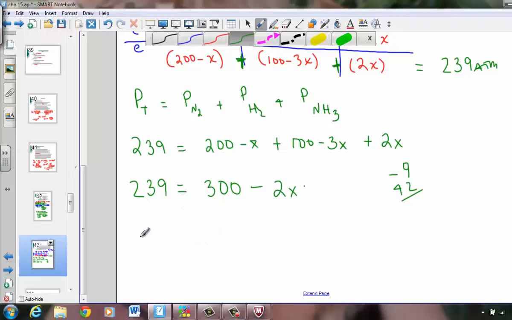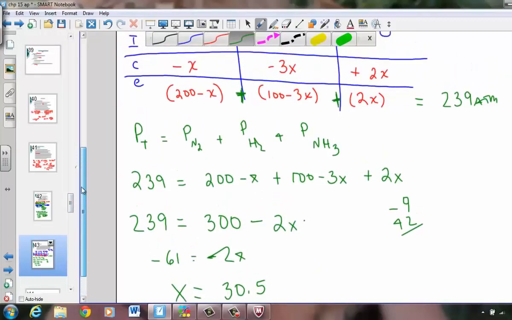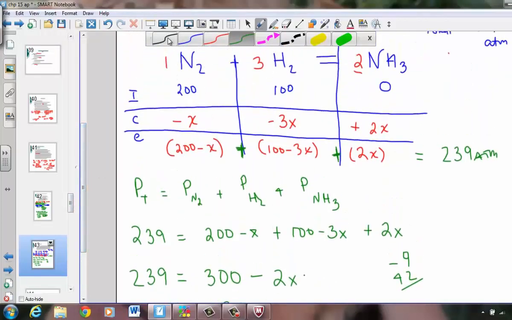Let's bring this side over. So 239 minus 300, and there I found negative 61 equals negative 2x. So negative 61 divided by negative 2 gives us x. And x came out to be a value of 30.5. So what does that mean? Up here, x was 30.5.